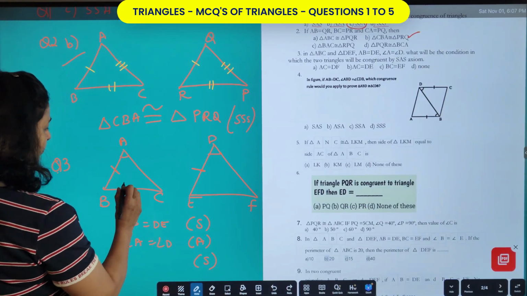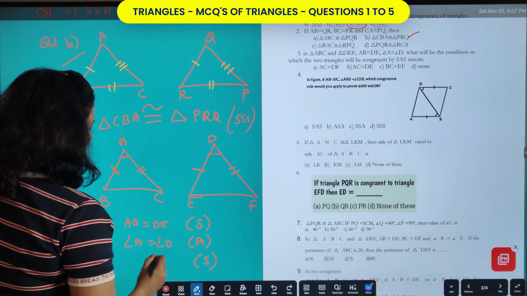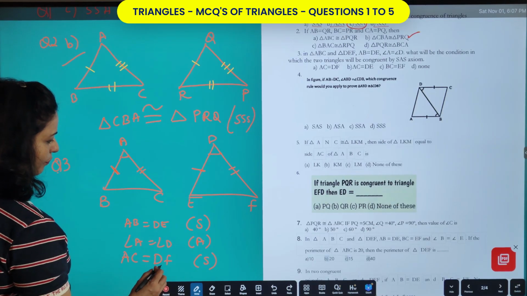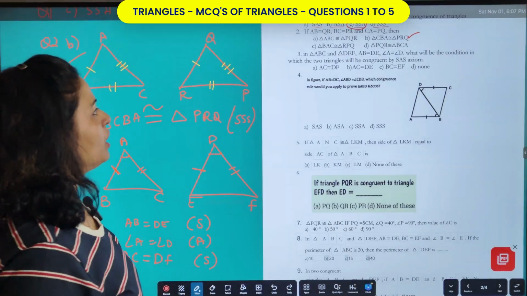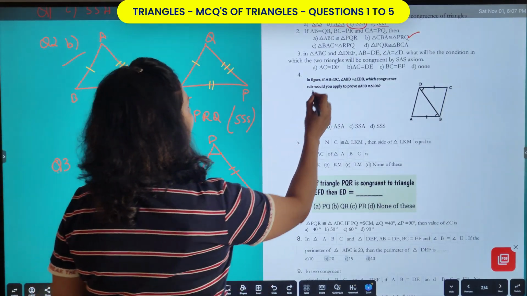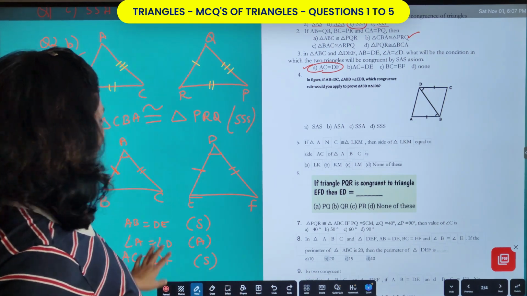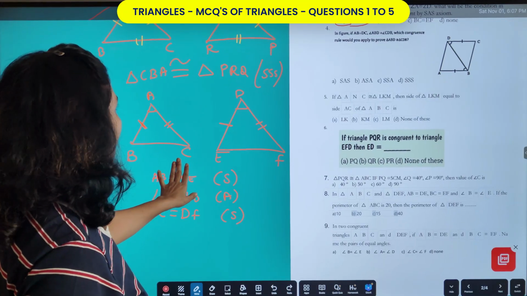Side angle side, so we can use AC is equal to DF. So this gives us the congruency by SAS. Which option? AC is equal to DF. So this is the correct option here, by SAS rule. Coming to the 4th question here.